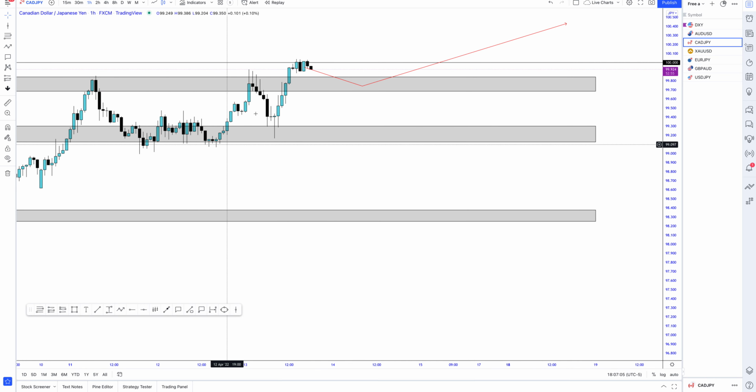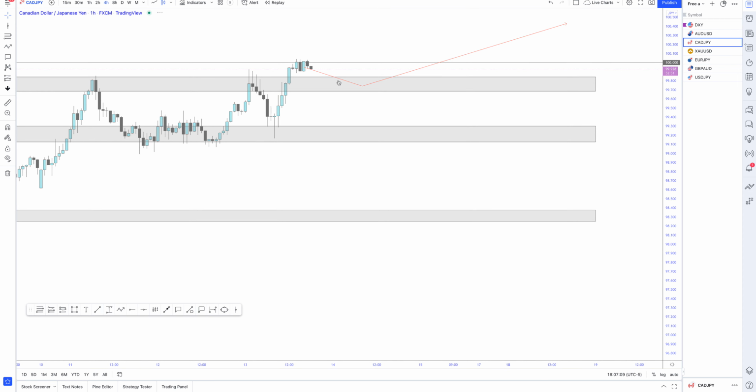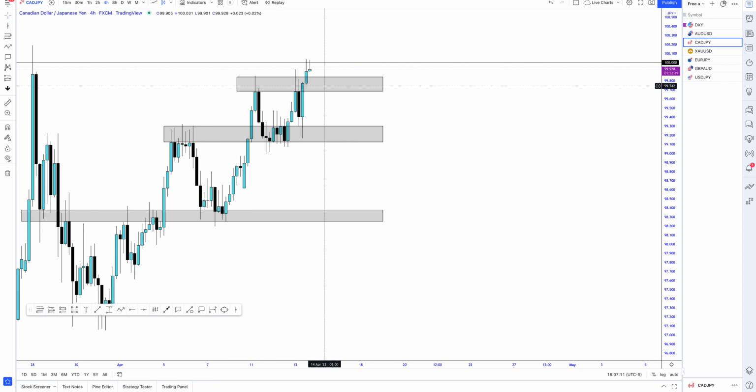Look for the same price action to occur, but on this level. And if it does occur, you can look for the buy. Otherwise, what we'd be looking for is if price was to break below, you could look for something like this to go lower.